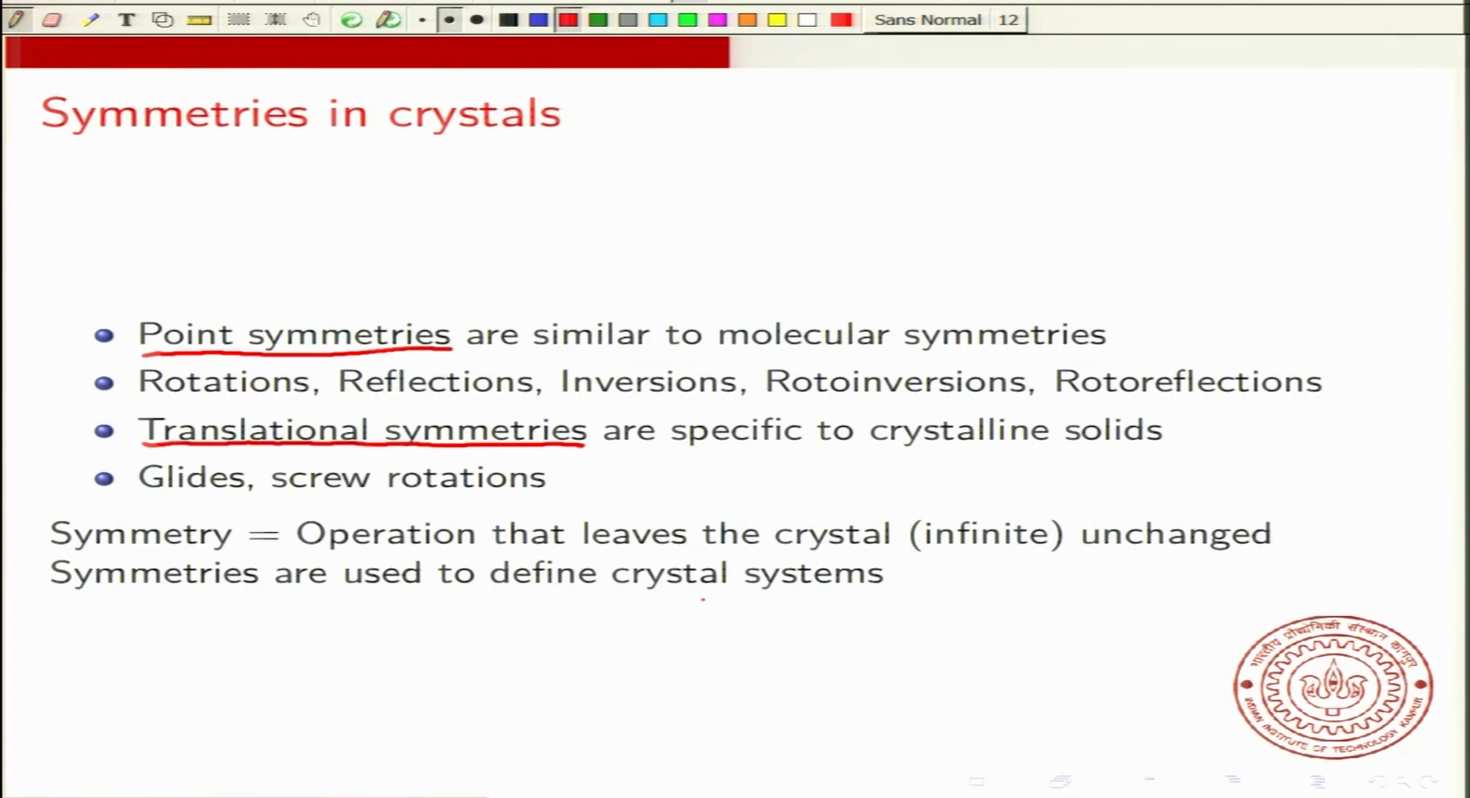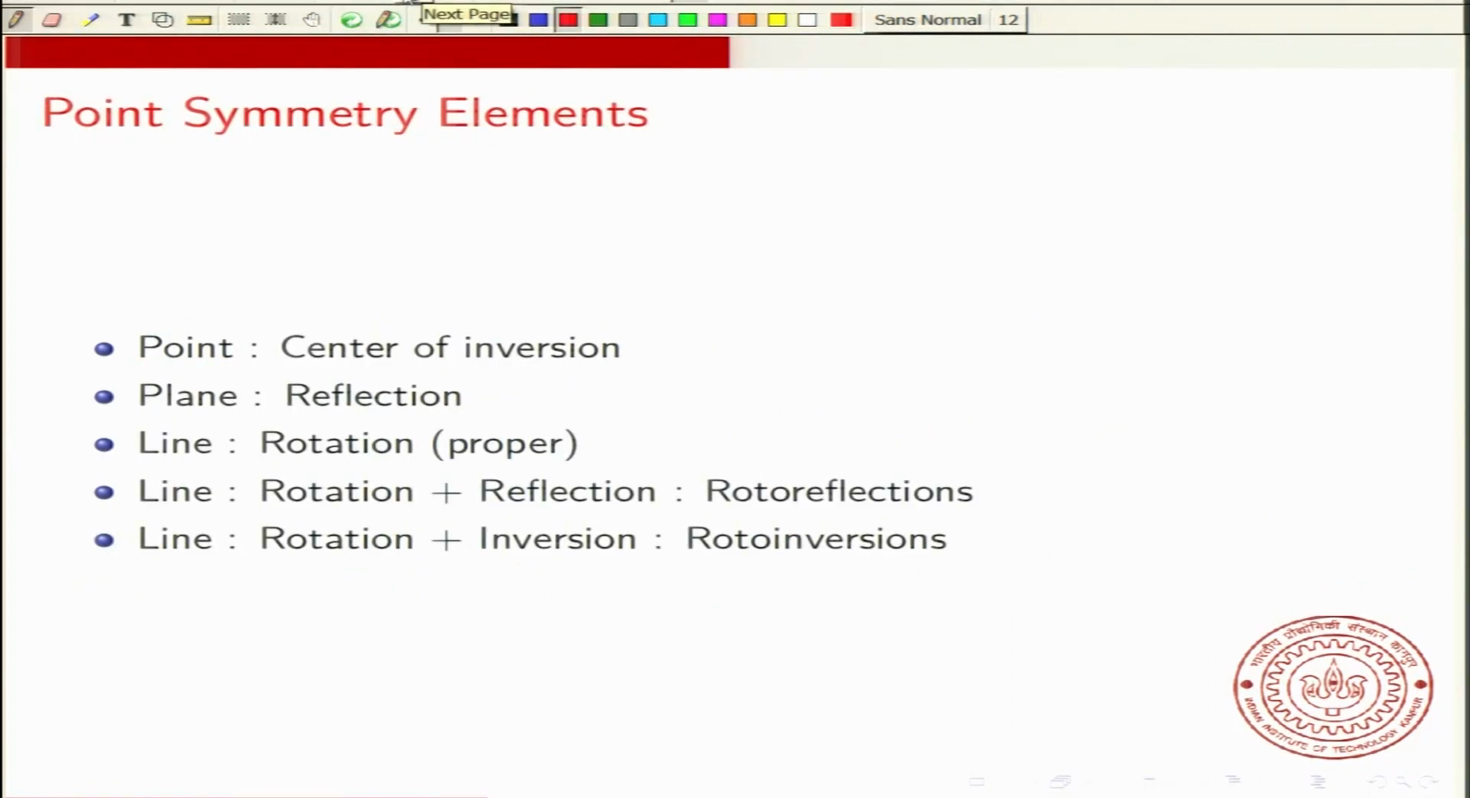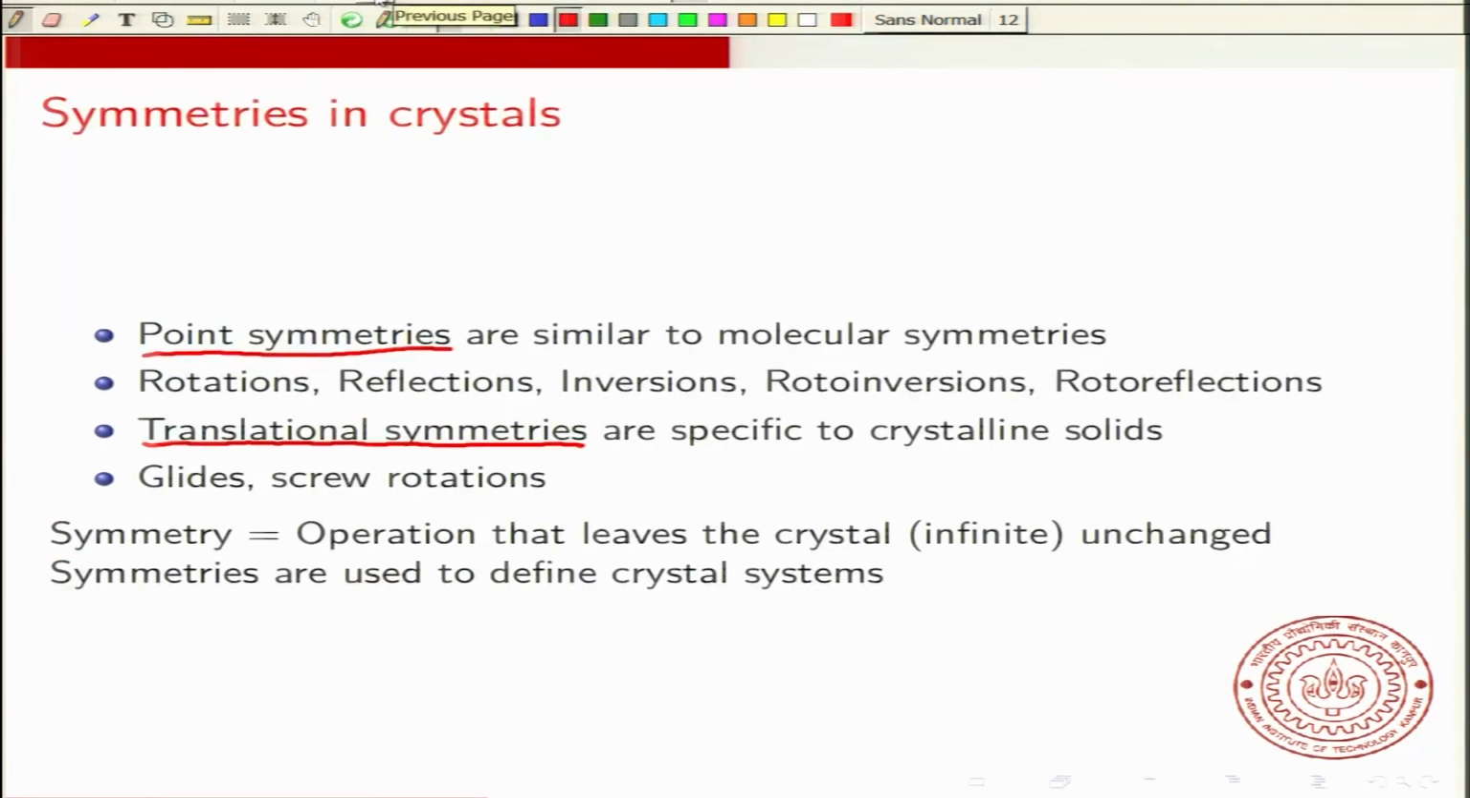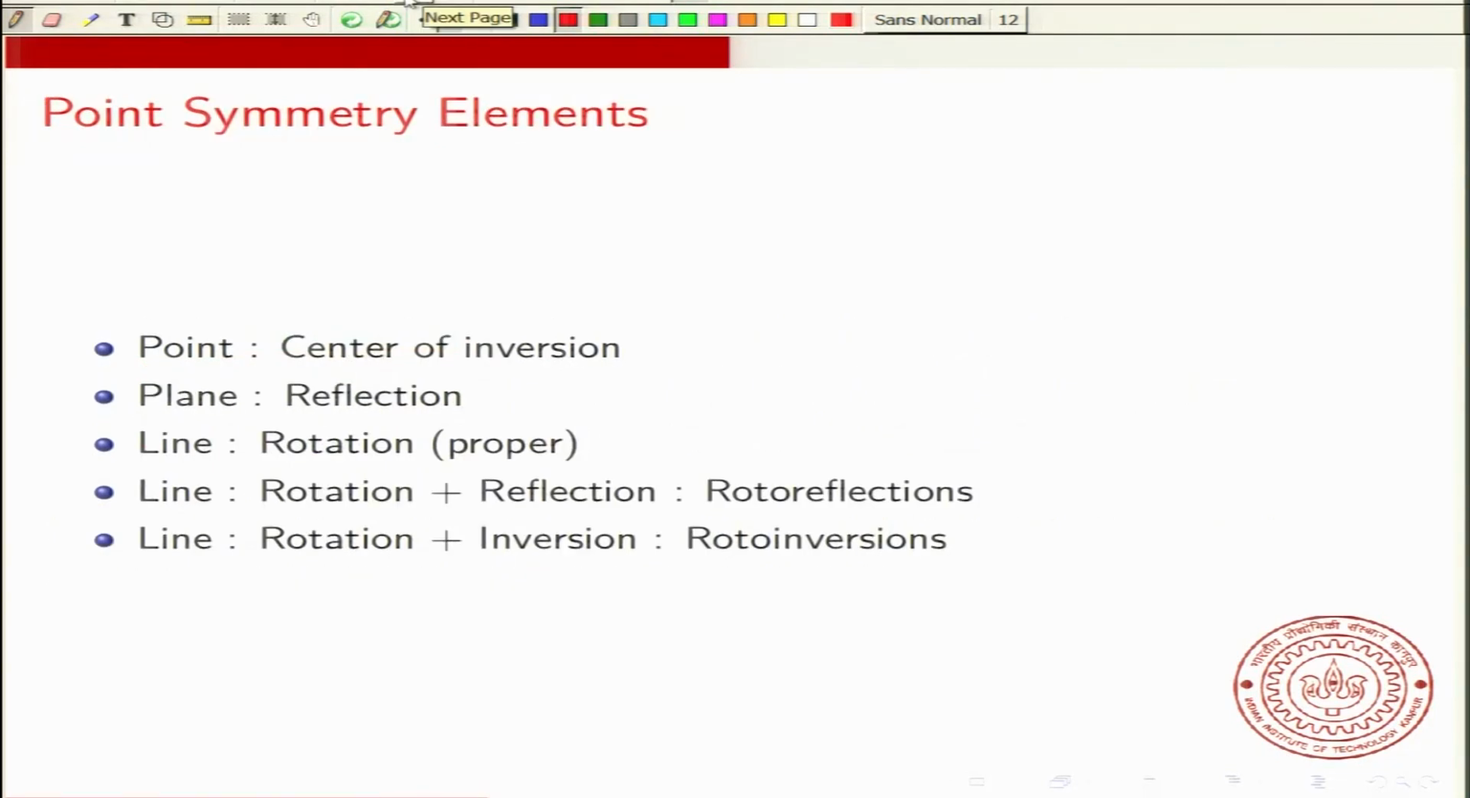Now we will first talk about the point symmetry elements, and as I had said, these are similar to those seen in molecular symmetries. In fact, they are identical to those seen in molecular symmetries. When you learn molecular group theory, you learn that these symmetry elements all pass through one point in the molecule, and that is why they are referred to as point symmetries. We will just use that same terminology. So, what are the different kinds of point symmetries?